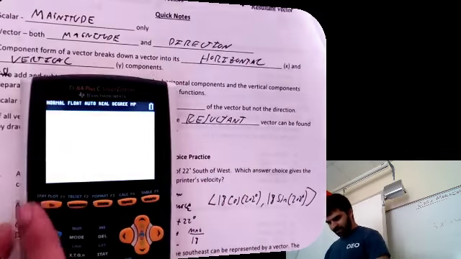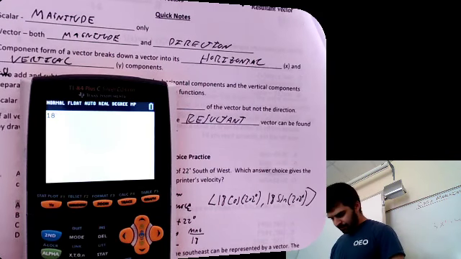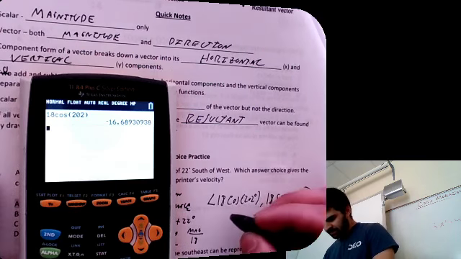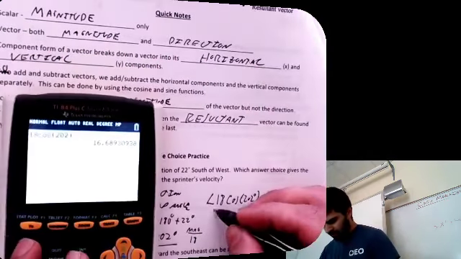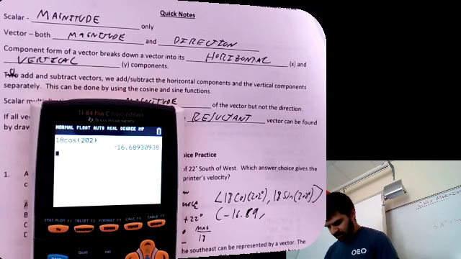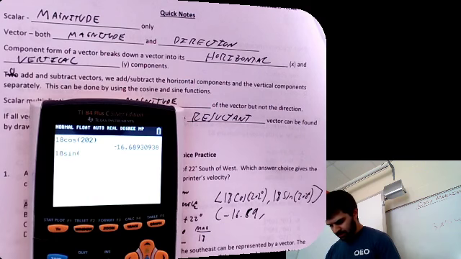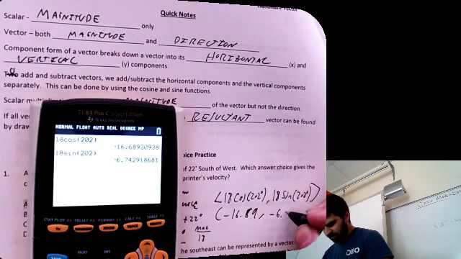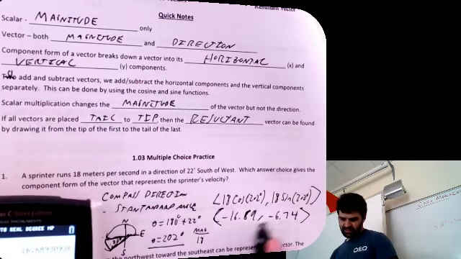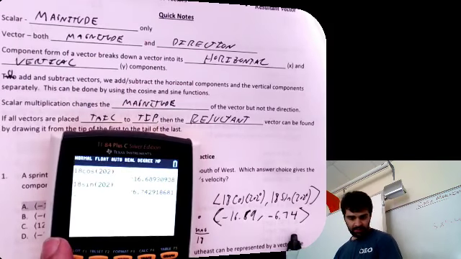All right. So we're going to put in 18 cosine of 202 degrees. That's going to be negative 16.69. And we're going to find 18 times the sine of 202, which is going to be negative 6.74. And so our answer is going to be negative 16.69, negative 6.74. Got that in my calculator. And that's going to be answer choice A.